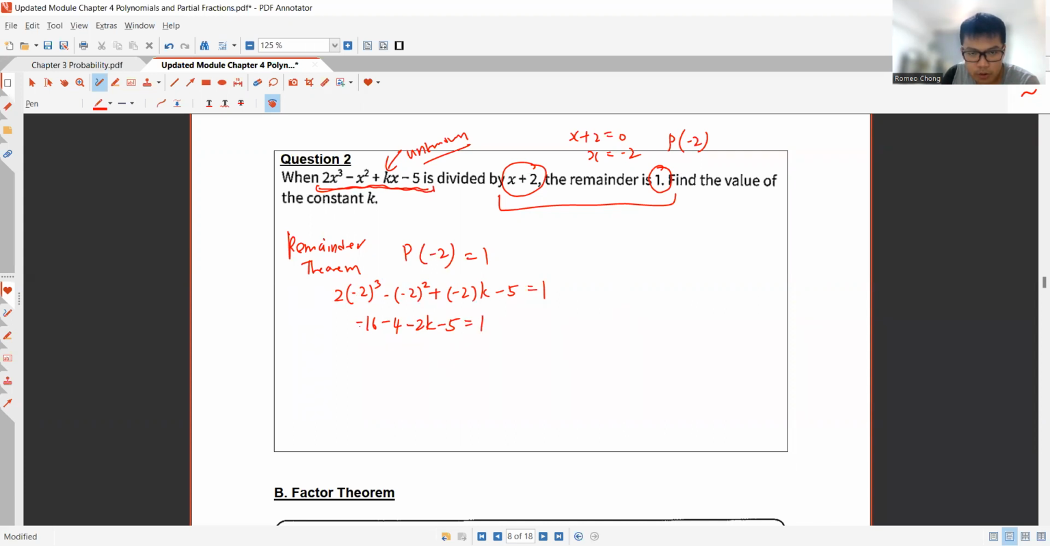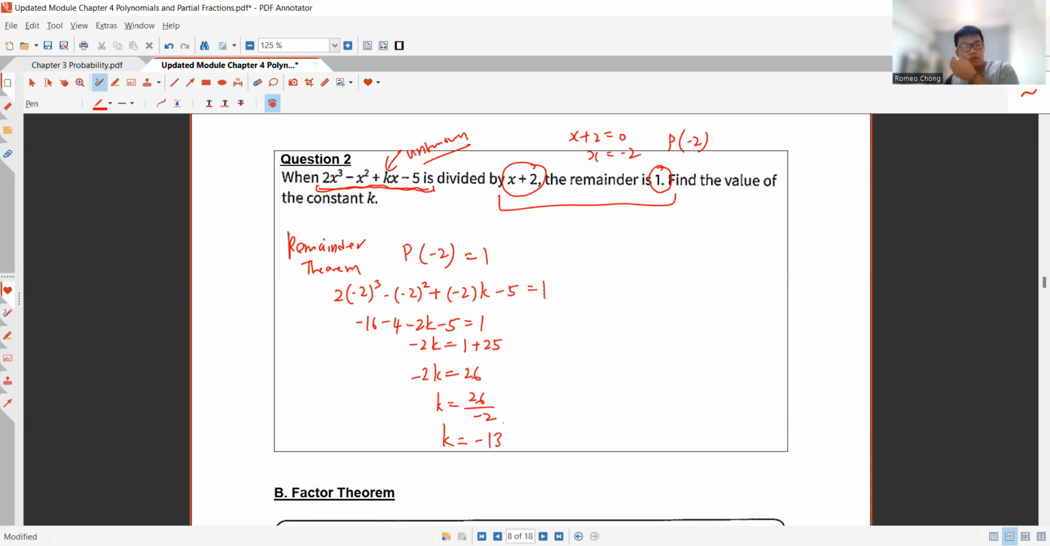Then you can solve: negative 16 minus 4 is negative 20. Negative 20 minus 5, negative 25. So negative 2k is equal to 1 plus 25 because you move the negative to the other side. So eventually I get negative 2k equal to 26. So k equals 26 divided by negative 2. So my k is actually equal to negative 13.